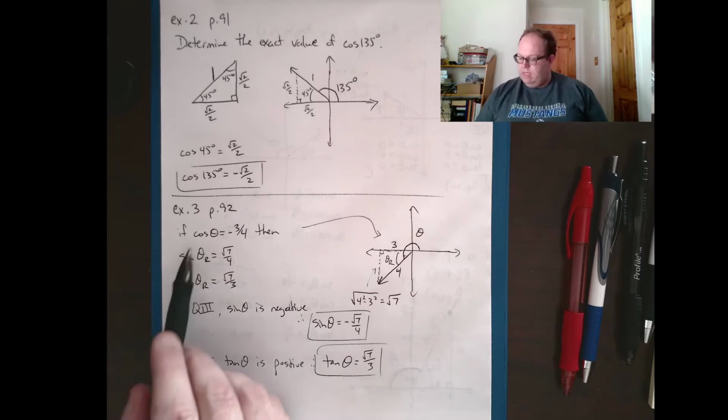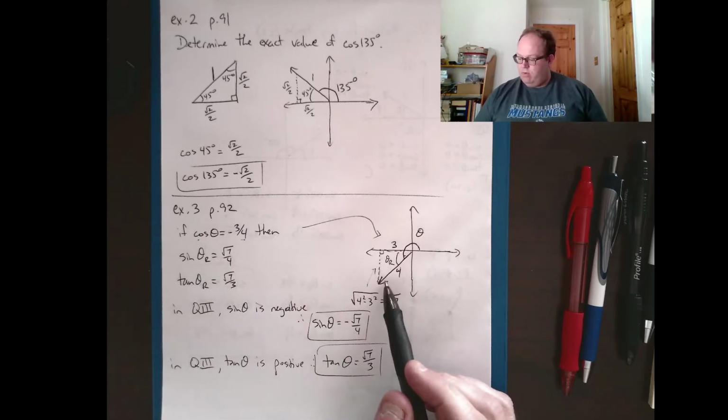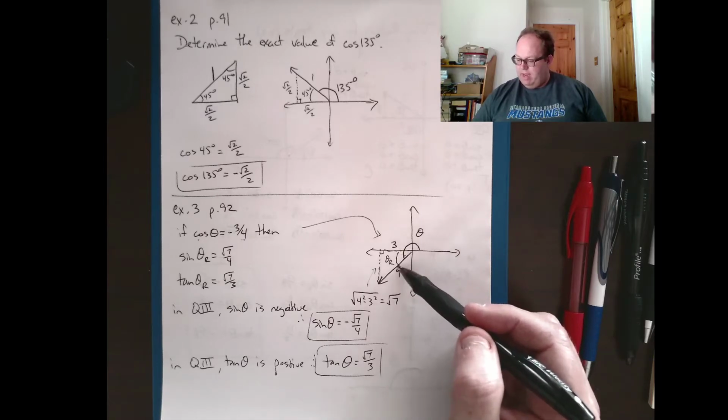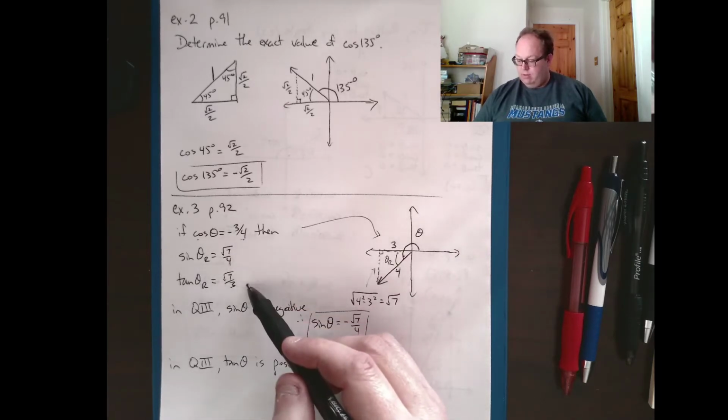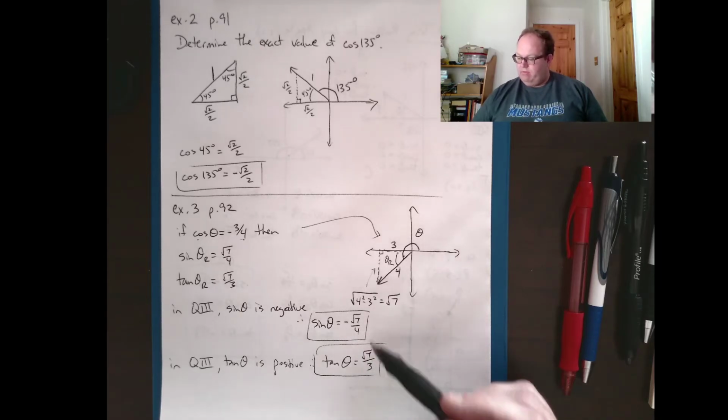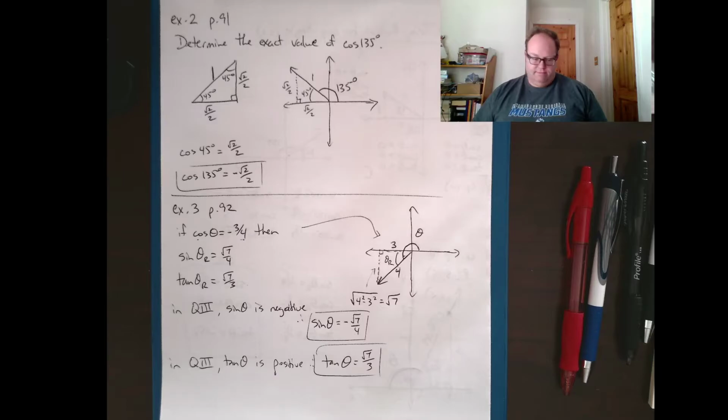So, given what cosine was and what quadrant we were in, we could figure out for our reference angle what sine and tangent were, and then based on the fact we're in quadrant 3, we could decide whether those values should be positive or negative. Okay.